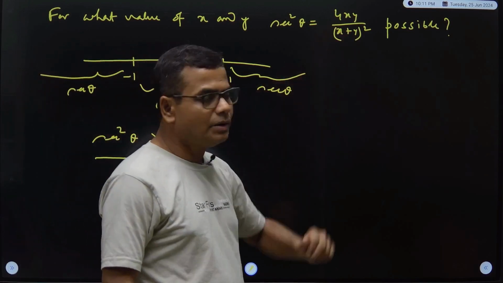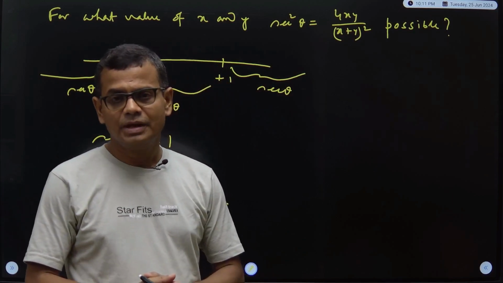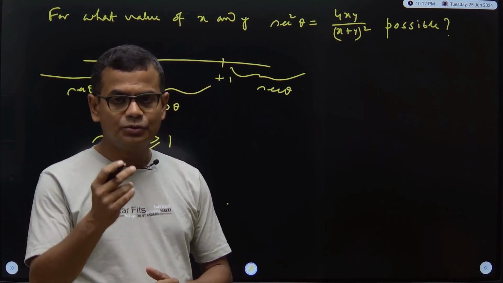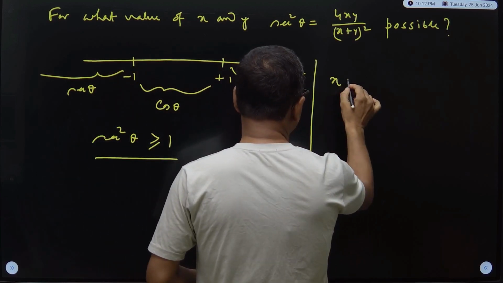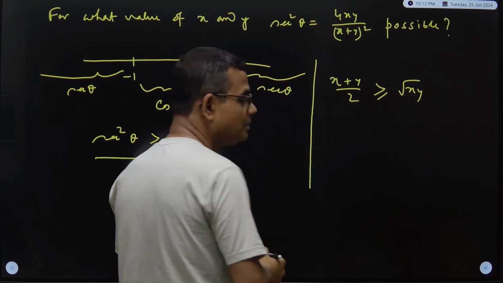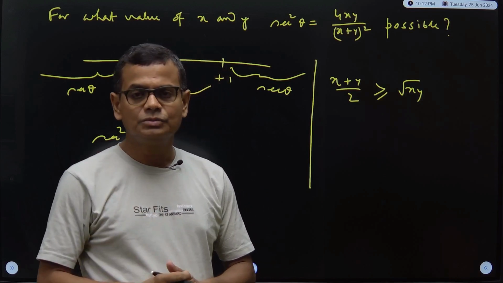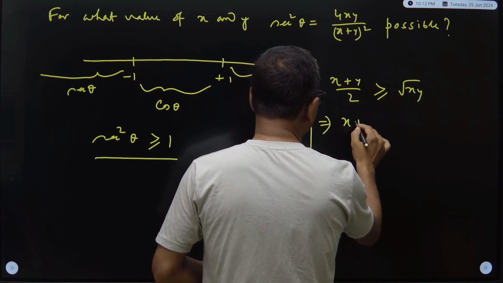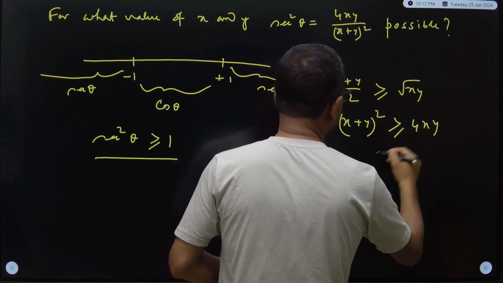Now what about 4xy by x plus y whole square? If we apply AM greater than or equal to GM for the two real numbers x and y, we can write (x plus y) by 2 greater than or equal to root of xy. Why? Because arithmetic mean is always greater than or equal to geometric mean. So now we can write (x plus y) square greater than or equal to 4xy.